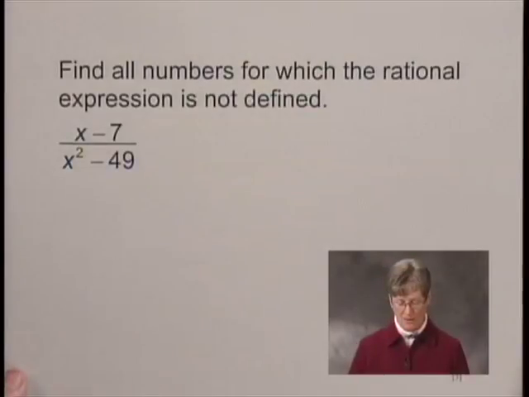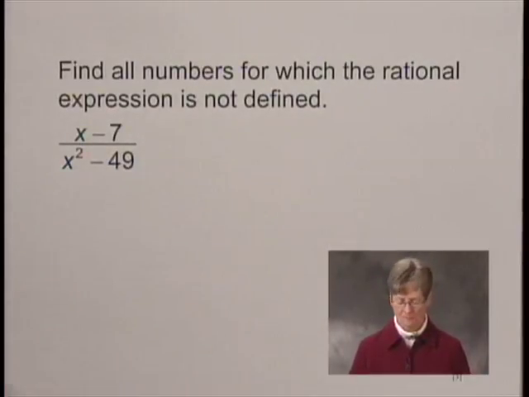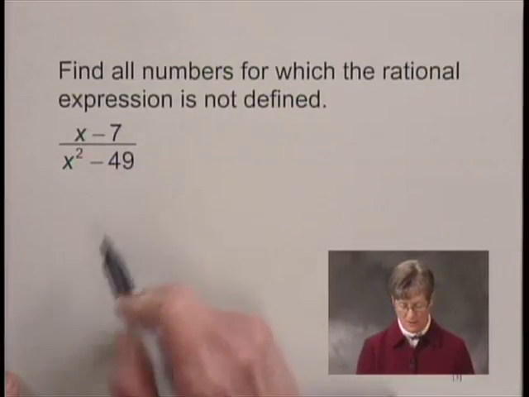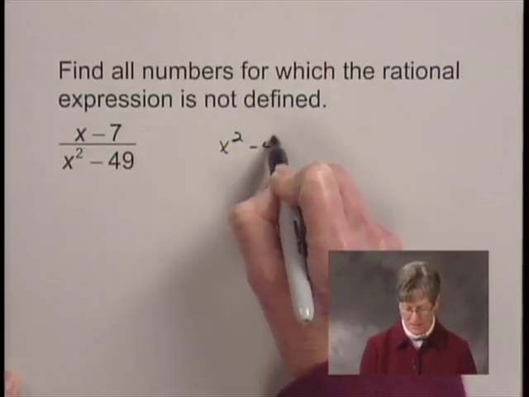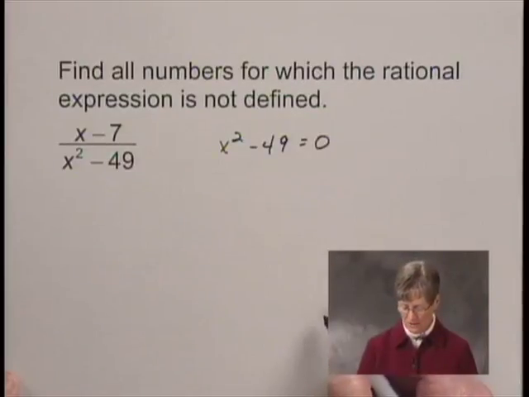In this exercise, we'll find all the numbers for which a rational expression is not defined. And the expression that we're working with is (x - 7)/(x² - 49). Now, this expression is not defined when the denominator is equal to 0. So we need to find the values of x for which the denominator, x² - 49, is equal to 0. So we'll be solving this equation.